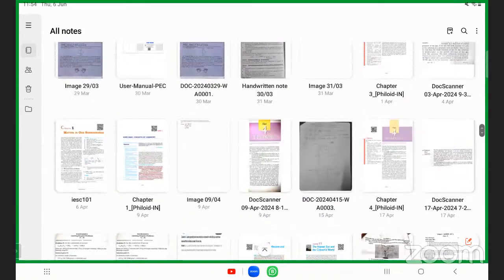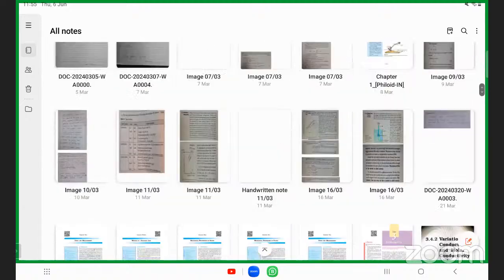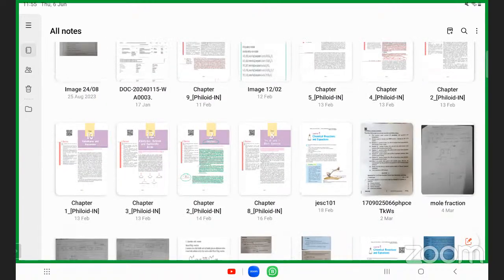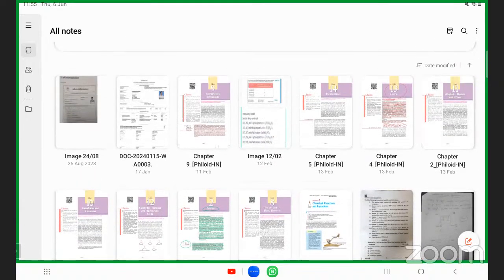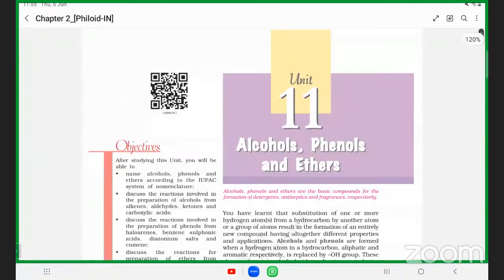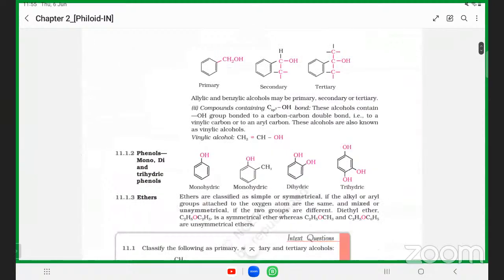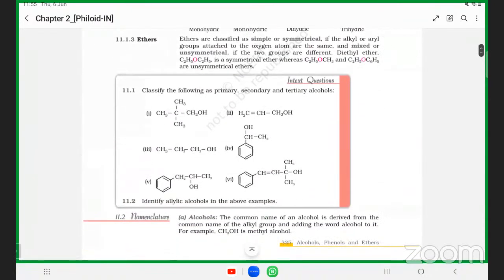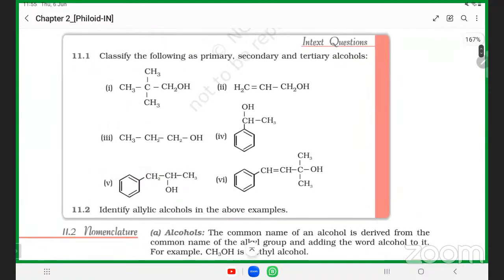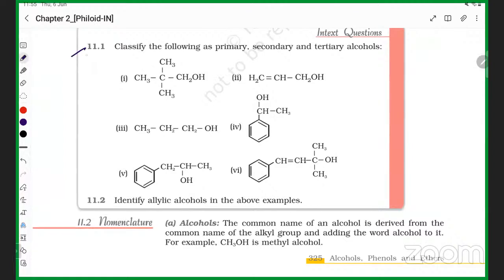You check the chapter alcohol, phenol, and ether. Question number 11.1. Is the question visible to you? Yes, sir, visible. They are saying classify primary, secondary, and tertiary alcohol, and the other things also. Second, identify allyl alcohols in the above. Which one is allyl alcohol?